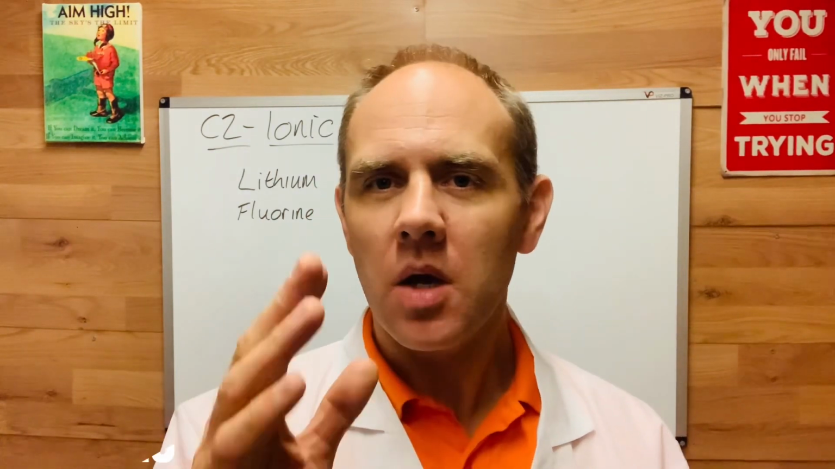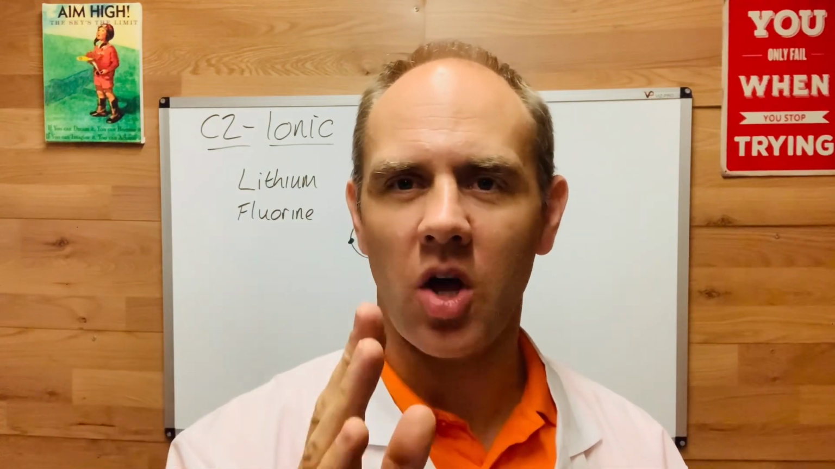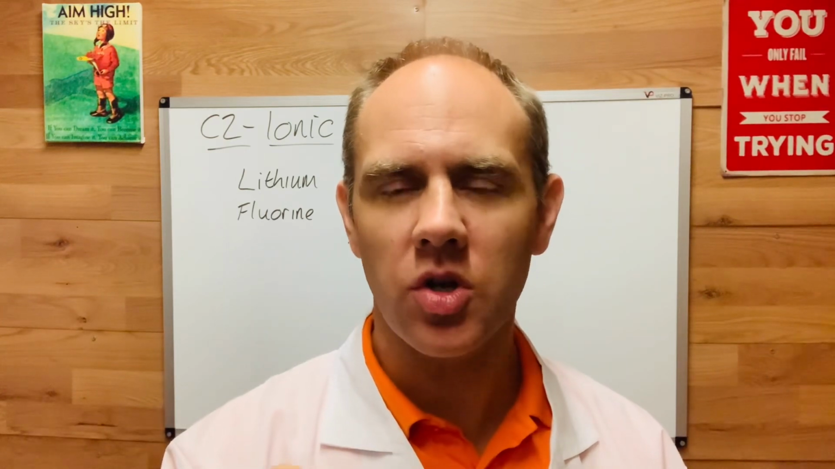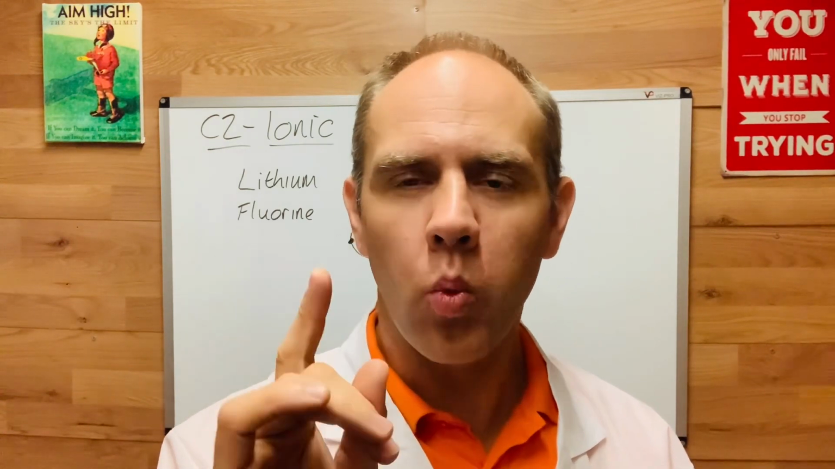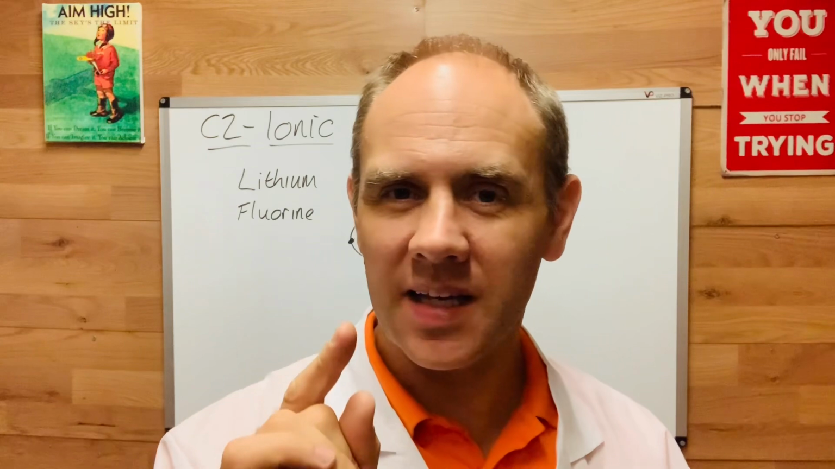Today I'm looking at ionic compounds. Everything you need to know about ionic compounds. Now, the thing about ionic compounds is that you need to know that they start with elements or atoms that have either gained electrons or lost electrons. Once an atom has lost or gained an electron, it becomes an ion. If it gains one electron or more than one electron, then it becomes negatively charged. If it loses electrons, then it becomes positively charged.